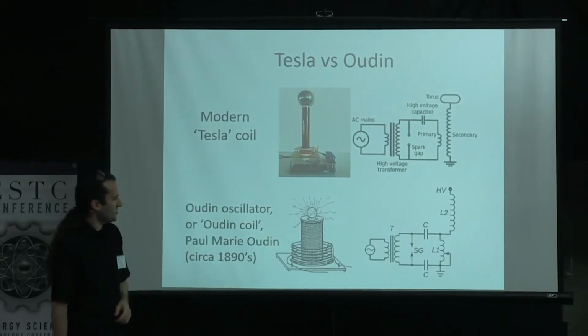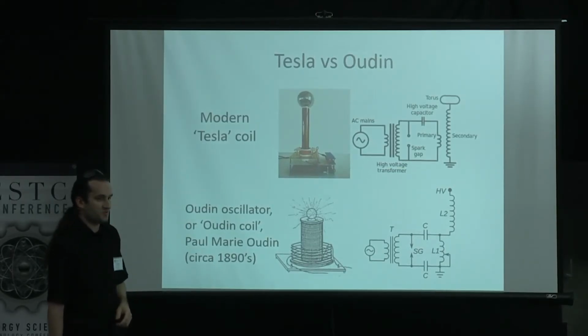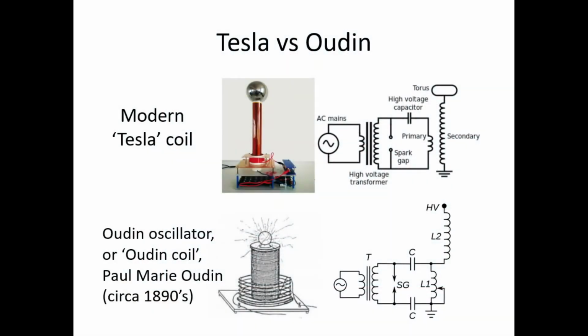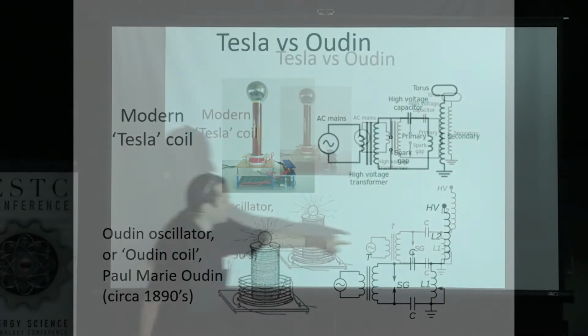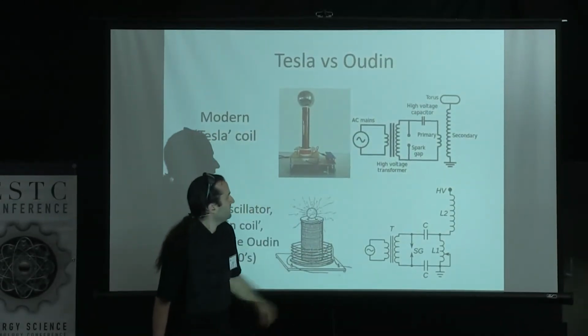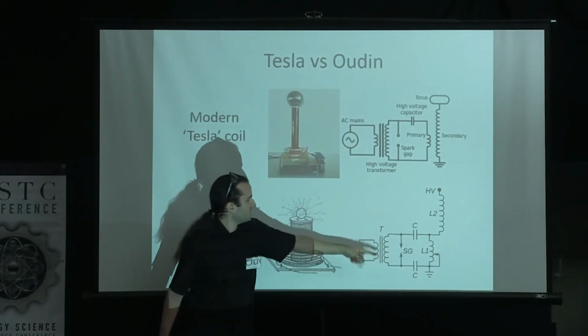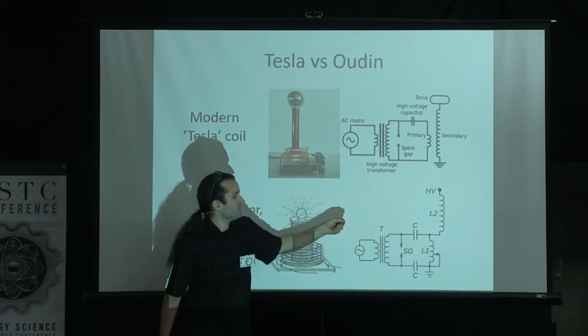So it turns out, if you go back to that era, there were multiple inventors with different apparatus, but one of the ones that catches your eye, if you compare it to a modern Tesla coil, is from Paul Marie Odin in the 1890s, who generated the Odin oscillator. So if we compare a modern Tesla coil with an Odin oscillator, we'll notice that it has the same primary-secondary configuration. We'll notice that it has a spark gap in the middle. We'll notice that there's a high voltage capacitor. In the Odin setup, there's a pair. In the modern setup, there tends to be one.